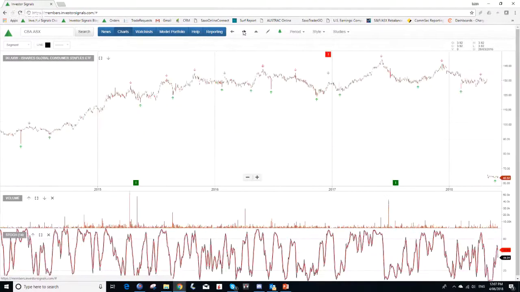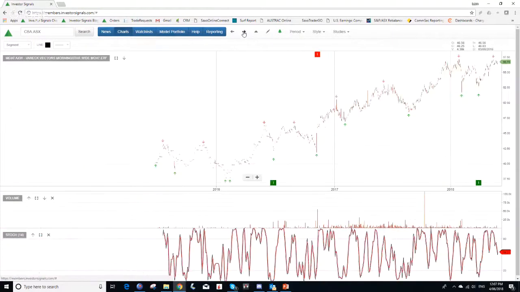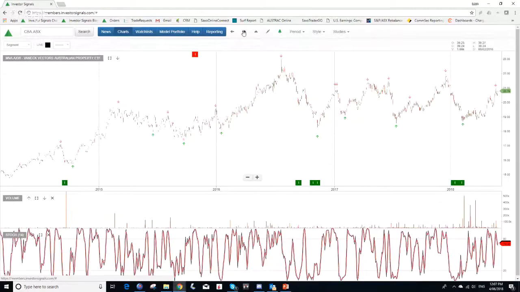Again, iShares 500, which is the US, global consumer staples, healthcare, China. So if you want exposure to large cap Chinese equities, we had this generator buy signal down here at around $58. Morningstar wide moat. So this gives you exposure to all those global leading companies. Again, it had a buy signal at 52, trading 56.